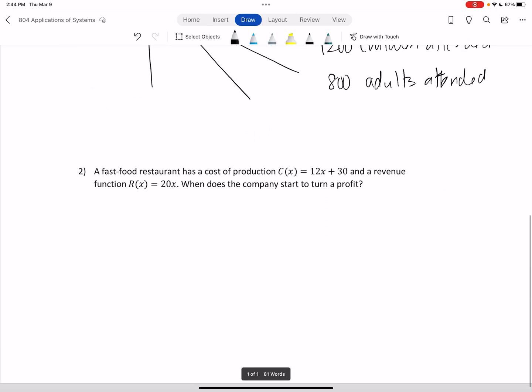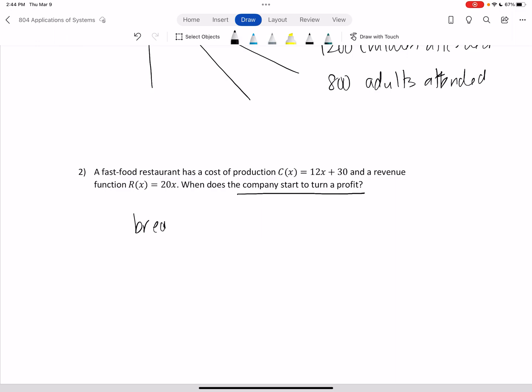A fast food restaurant has a cost of production of 12x plus 30, and a revenue of 20x. When does the company start to turn a profit? You break even, this is called break even, if your cost equals your revenue. If you sell more than that, you make a profit. If you sell less than that, you lose money. So you want the cost function, 12x plus 30, to equal the revenue function, 20x.